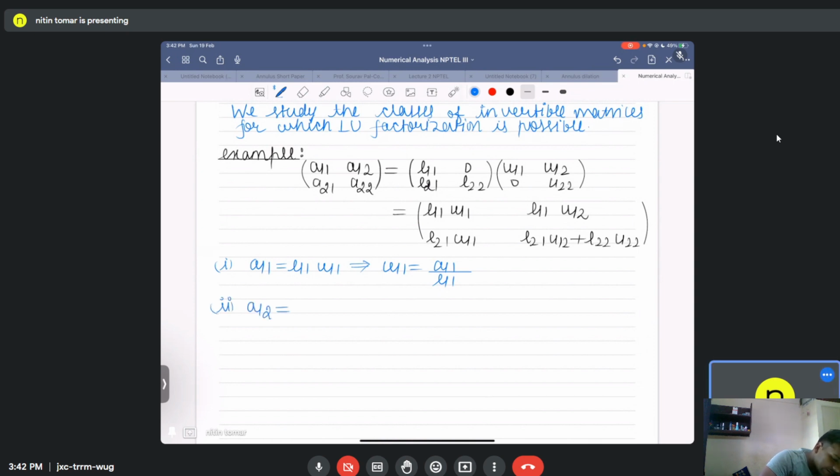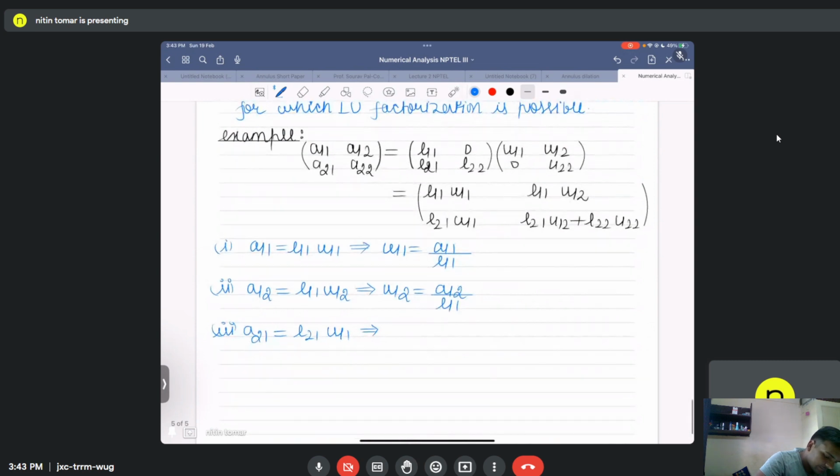A12 is actually L11 U12, so U12 has to be A12 divided by L11. Now third is A21. A21 is L21 U11, so U11 is equal to A21 divided by L21.